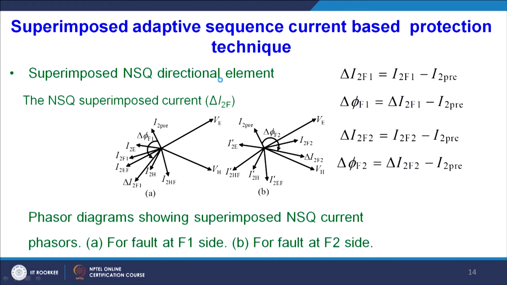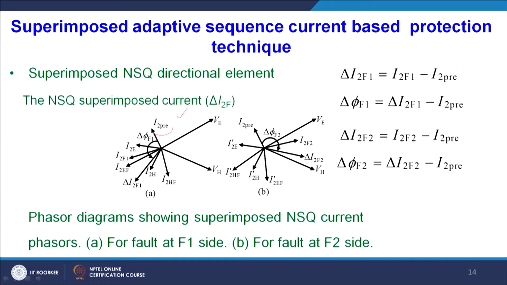After deriving, it is observed that in this phasor diagram there are two phasor diagrams, A and B. We already discussed the phasor diagram for the positive sequence based directional element. Here I am emphasizing the directional element for the negative sequence component, and this is the position of I2 pre and the corresponding fault current, I2F. This is the negative sequence fault current position, and their resultant, the difference, is nothing but our superimposed current, delta I2F.